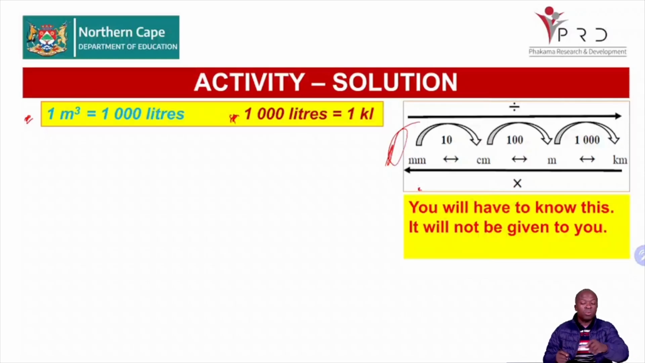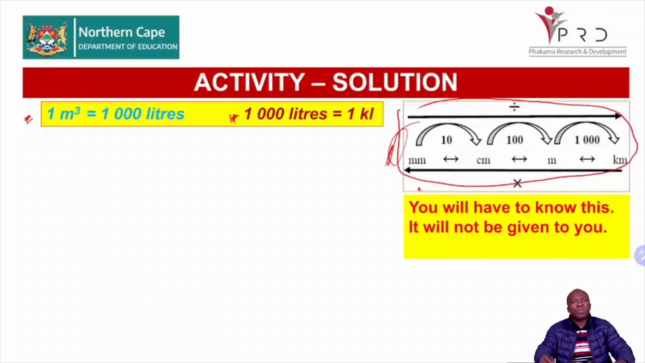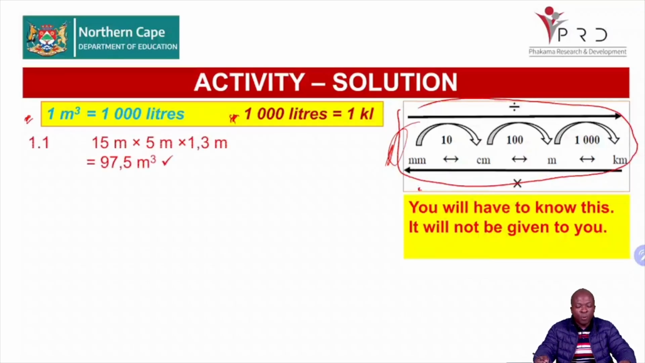So always try to see, once you get your question paper, draw this on the page. Remember, the page is yours. Draw it on the page so that it can help you. When it is time for you to convert, you will know what to do. So the first one, find the volume, is going to be the length times the width times the height. So it's just 97.5 meters cubed. I hope you got it correct.